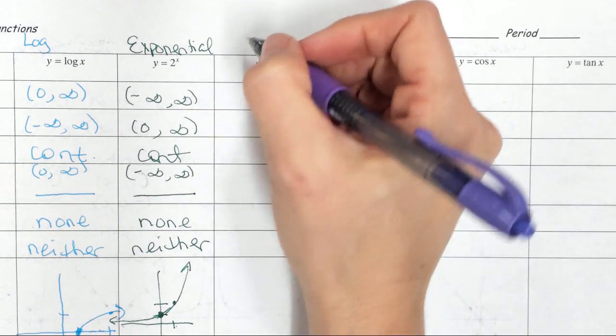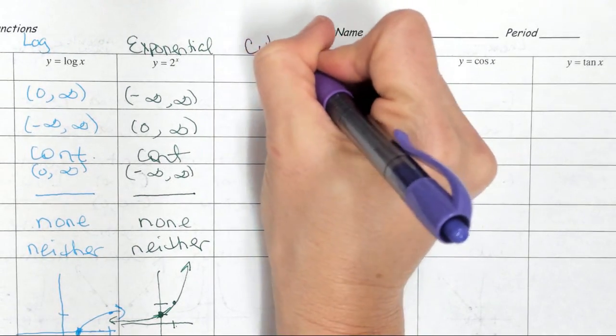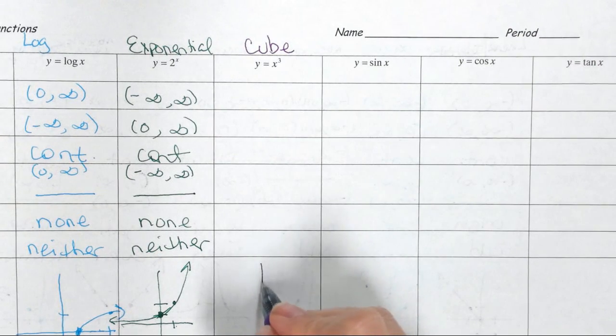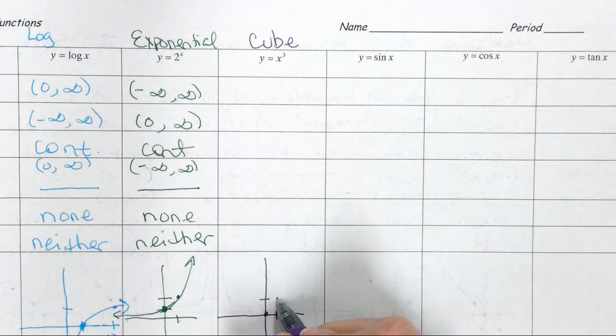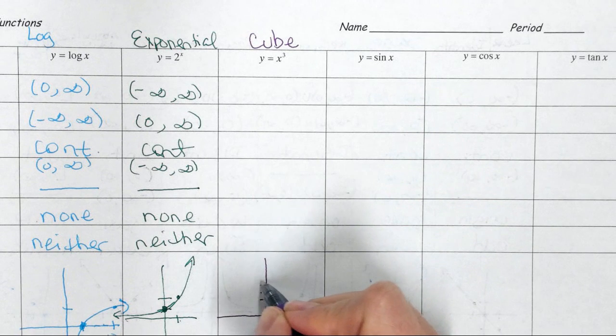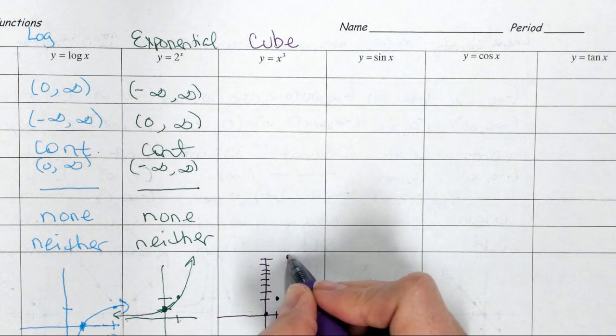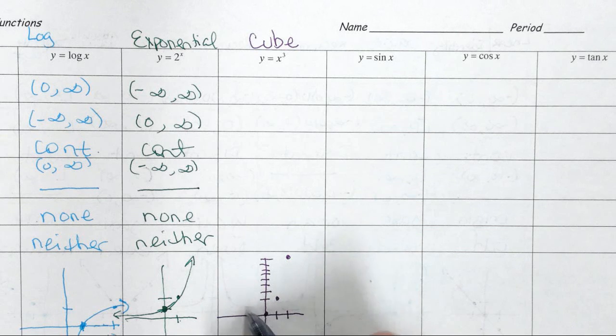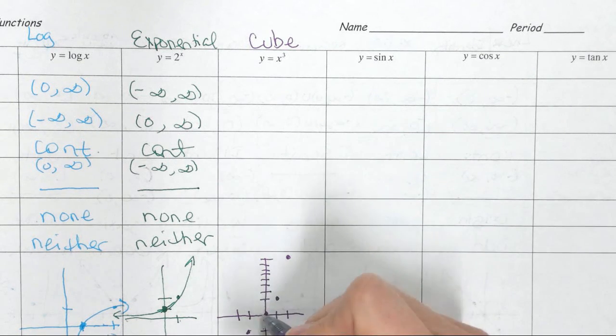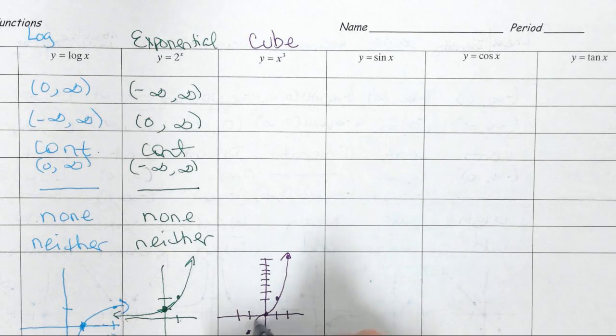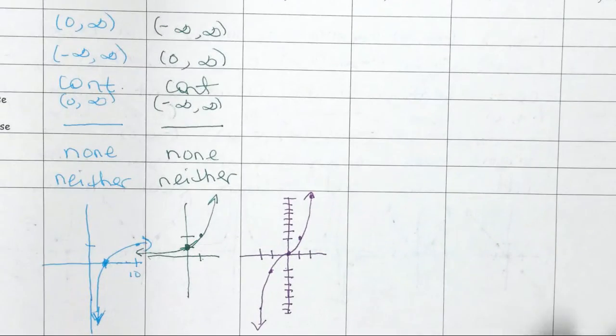The next one is called our cube function. Some people call it a cubic, but it's also called the cube. 0 cubed is 0. 1 to the third is 1. 2 to the third is 8. So 1, 2, 3, 4, 5, 6, 7, 8. Negative 1 to the third is negative 1, and negative 2 to the third is negative 8. So it's going to look like this. It kind of goes up really close to the y-axis.